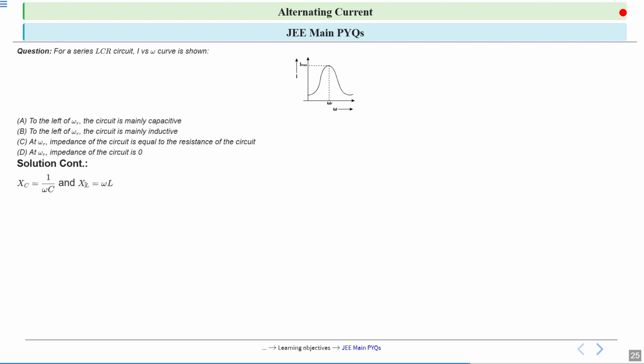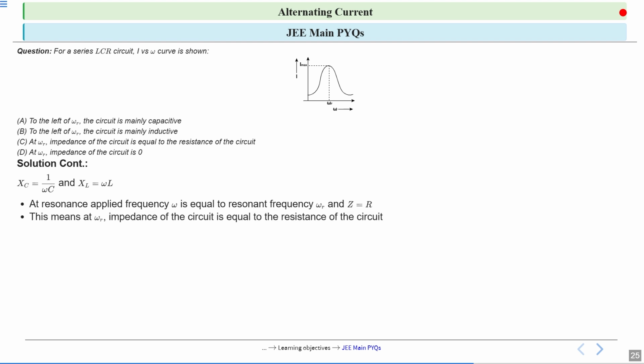So XC is equal to 1 by omega C and XL equal to omega L. At resonance, applied frequency omega is equal to resonant frequency omega R and Z equal to R. So at resonance frequency omega is equal to the resonant frequency which is omega R, and Z becomes equal to the resistance of the circuit, which is Z minimum, and current becomes maximum. This means at omega R, at resonant frequency, impedance of the circuit is equal to the resistance of the circuit. At resonant frequency, XC is equal to XL.